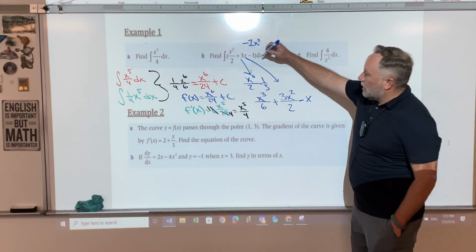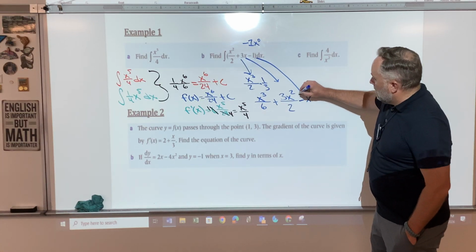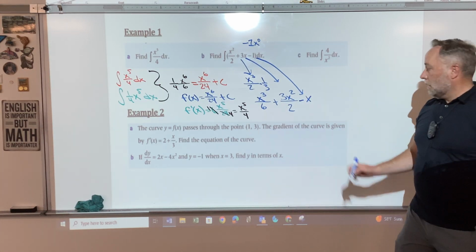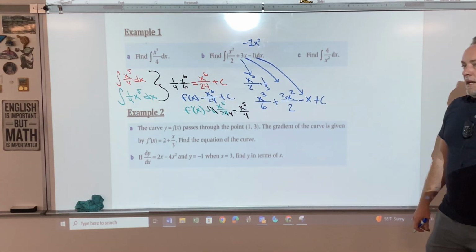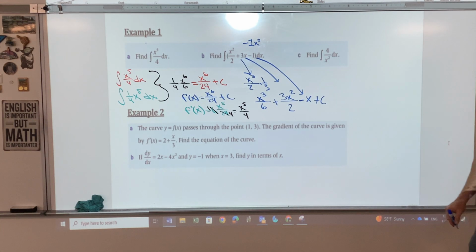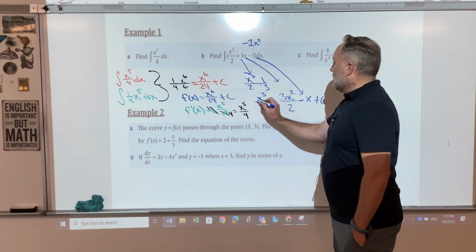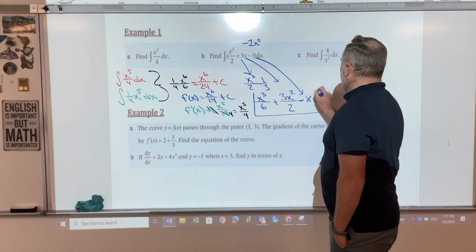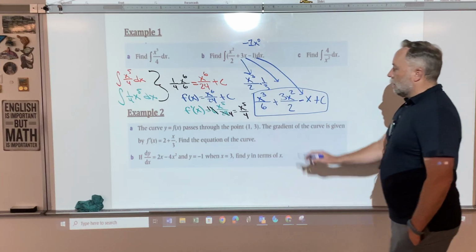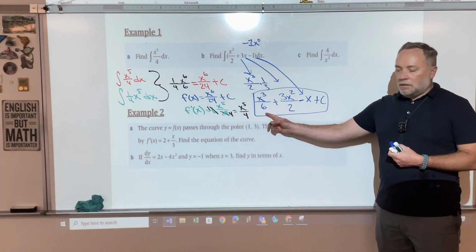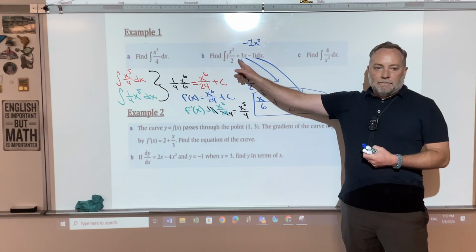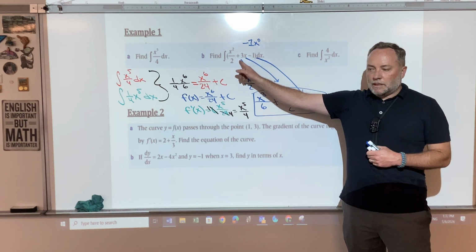What am I forgetting here? Plus c. Plus some potential constant that we don't know and we don't have enough information to find. So the general antiderivative, the indefinite integral of that, would be that function right there. Again, we're not going to do it, but if we took the derivative of this, we get that. So if you take a look at that, you can probably see that.